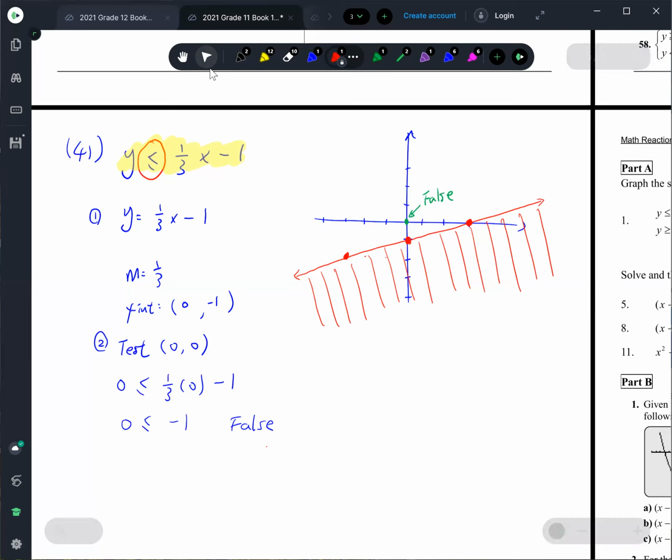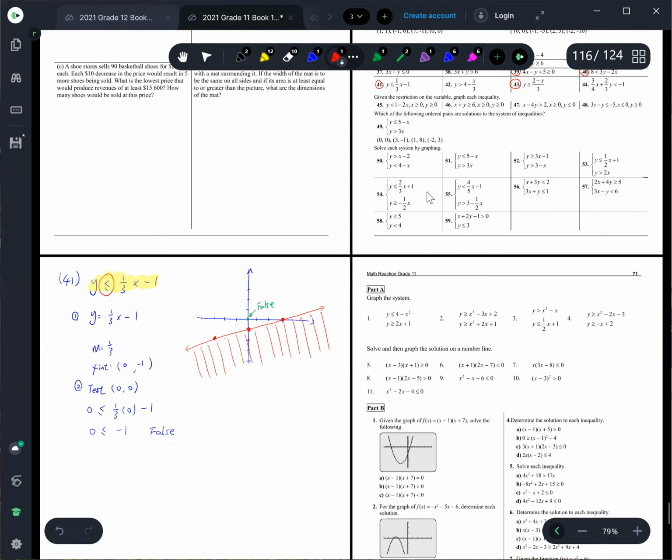If the 0, 0 is true, then you will shade the side that has it. But for this question, because it's false, your answer is the other side, the red side. Okay, I think that makes sense now.